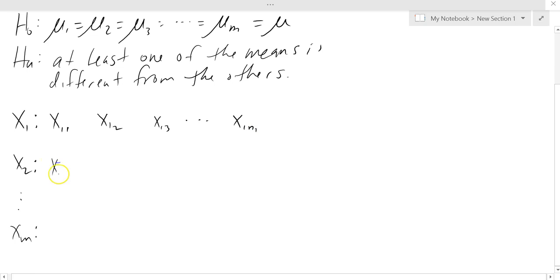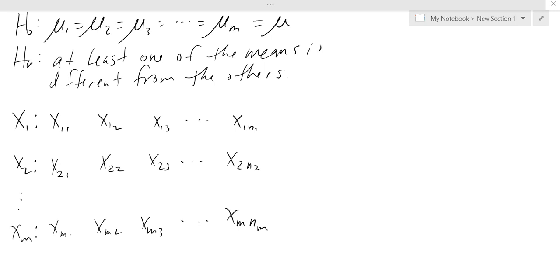So then, same concept with the other ones. The last one was kind of weird because it's X sub M, N sub M. So lots of subscripts going on. All right, so all we're doing there is just listing out the different samples from the different categories, if you will.